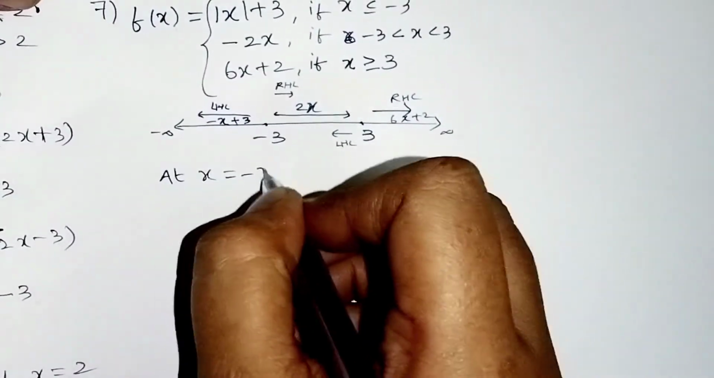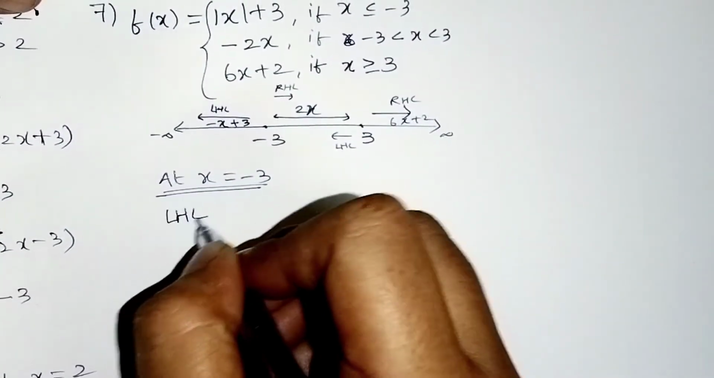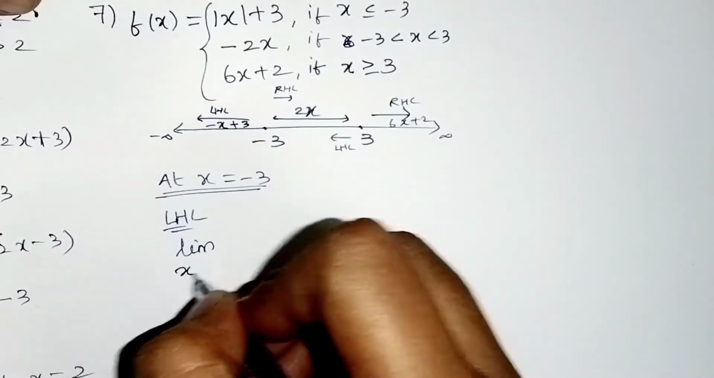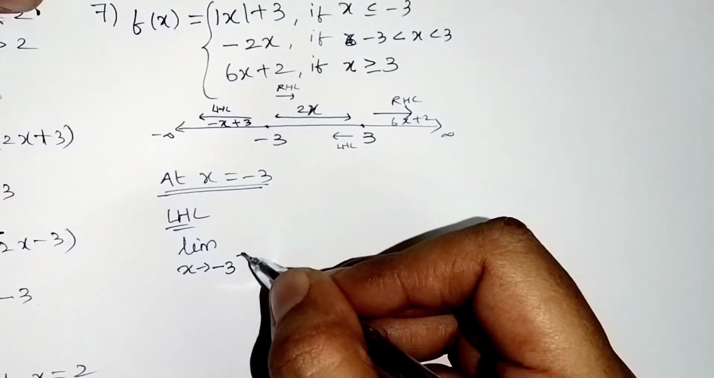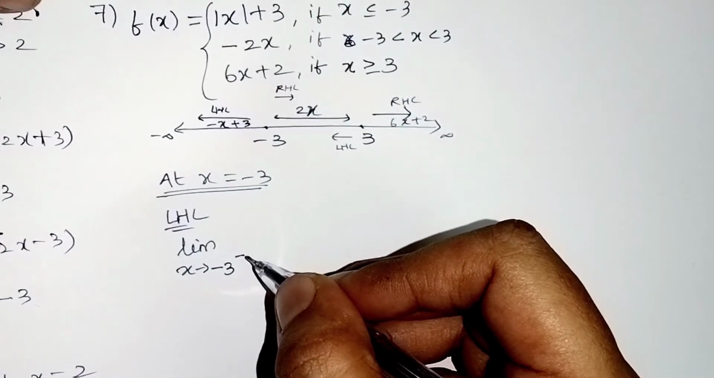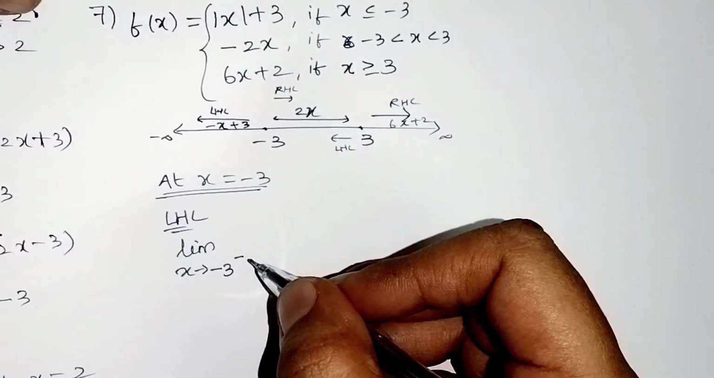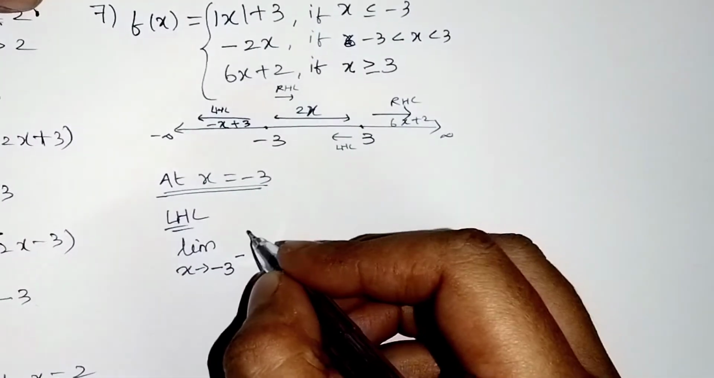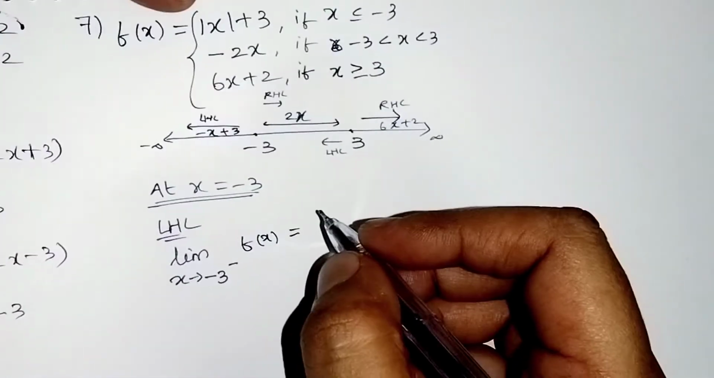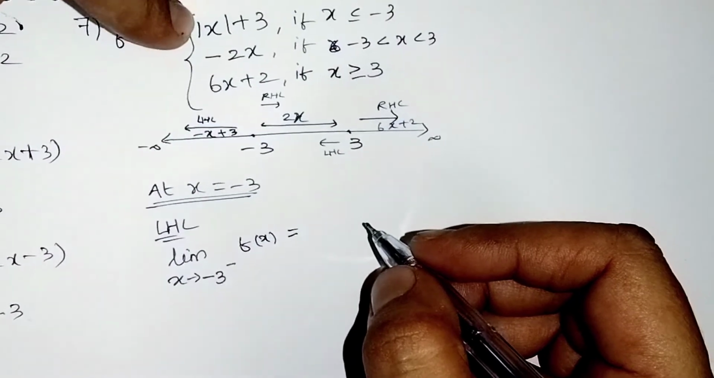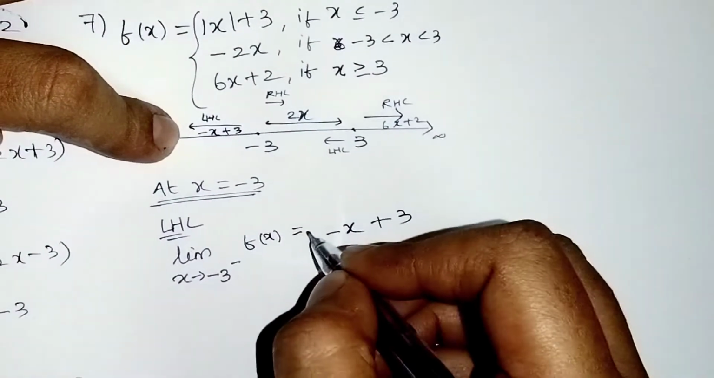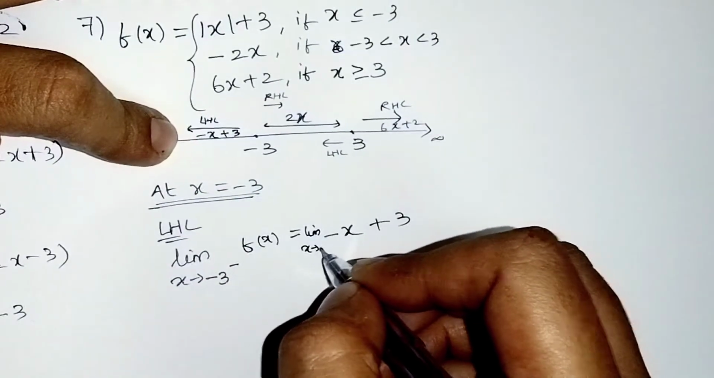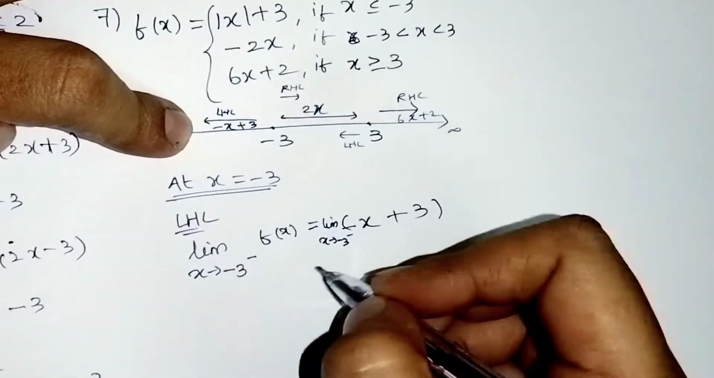So at x is equal to minus 3, left hand limit, x tends to minus 3. Don't get confused with power, this minus and minus. We represent this power to show that it is LHL, that is left hand limit, right hand limit, etc. Not with this number, you should not get confused. And the function is modulus of x plus 3. Modulus x, as it is left hand limit, we will take the minus x plus 3. So limit x tends to minus 3 power minus, of minus x plus 3.